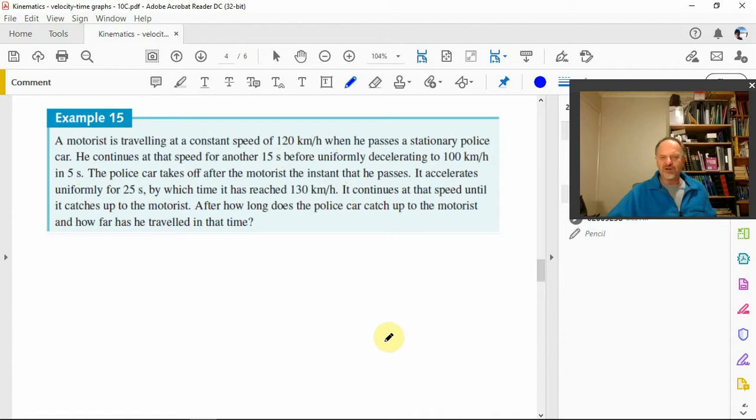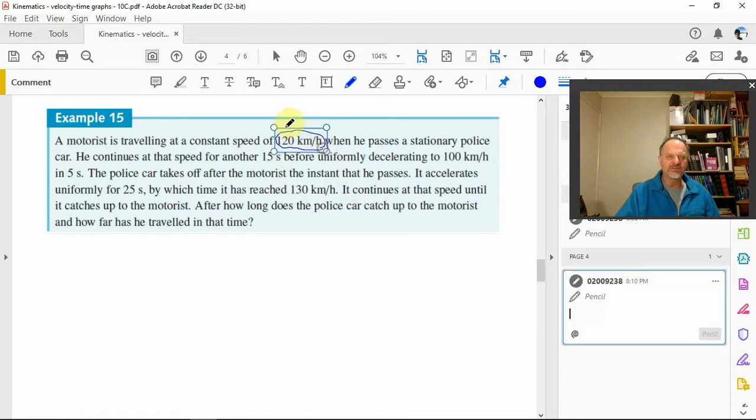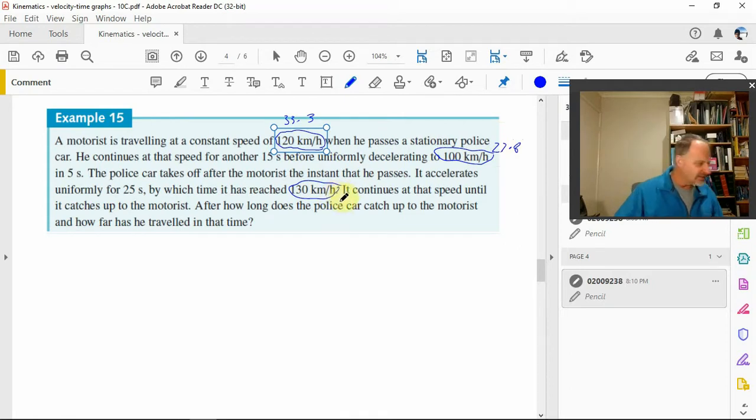So I've got to change those numbers to meters per second by dividing by 3.6. When you divide that one there by 3.6, you get 33.3. This one here, when you divide that by 3.6, you get 27.8. And this one here, divide by 3.6, you get 36.1, I believe.